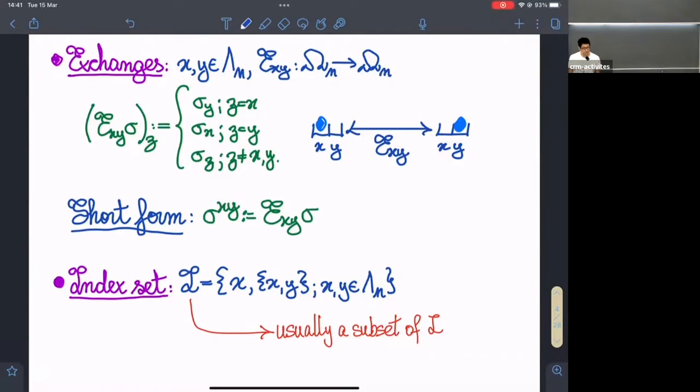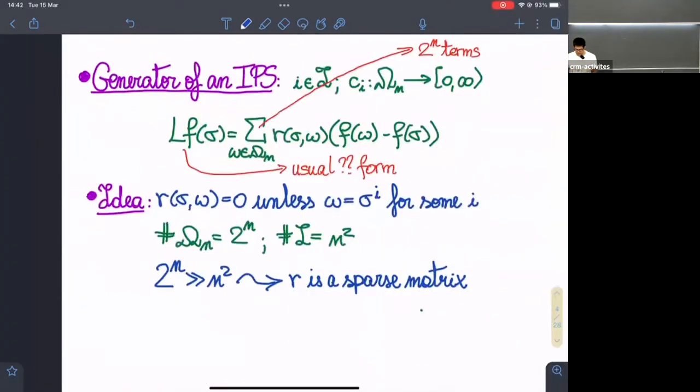So the index set in this case is just the set of points on my underlying geometric space Lambda_n, or the set of couples, and so these are unordered couples xy in Lambda_n. And usually what you do is that you take a subset of this index set as the transformations that you want to use to build up your interacting particle system.